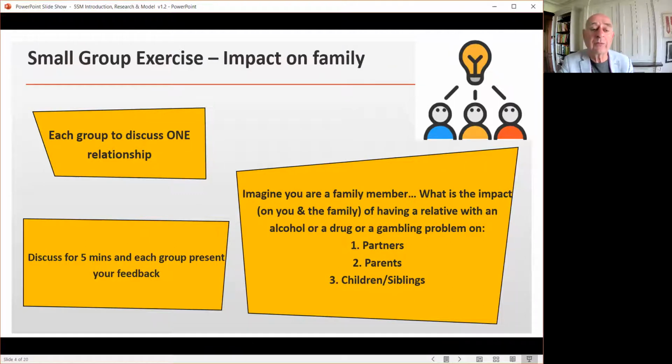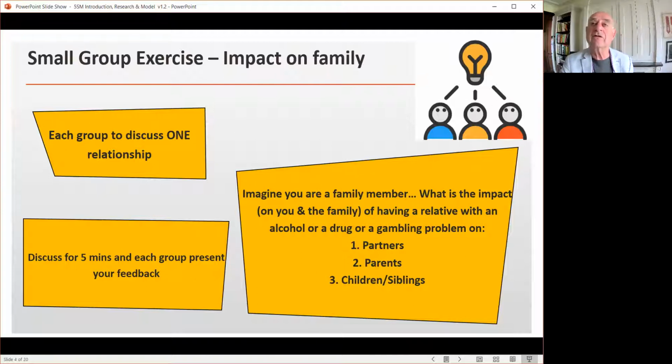Normally, when we're doing training, we would now have a small group exercise and we would help people who are training think about the impact on the family. And what we would do is we would divide a group into 3 and we'd get each one to discuss one relationship. So we'd say to the first group, imagine you're a family member. We want you to write down what the impact is on you and on the rest of the family of having a relative with an alcohol or a drug or a gambling problem if you were a partner.